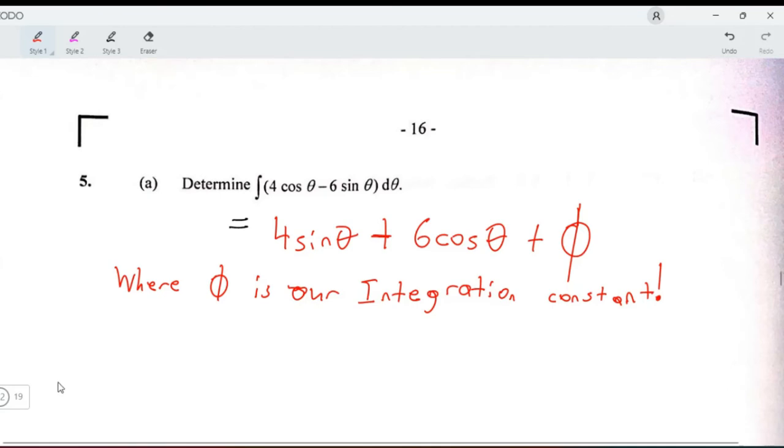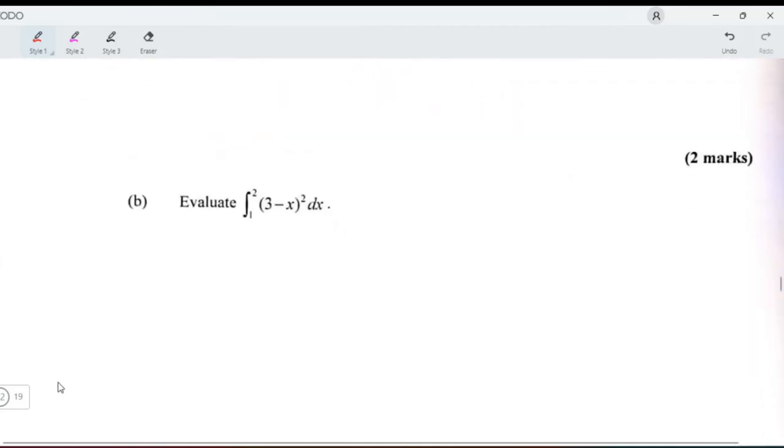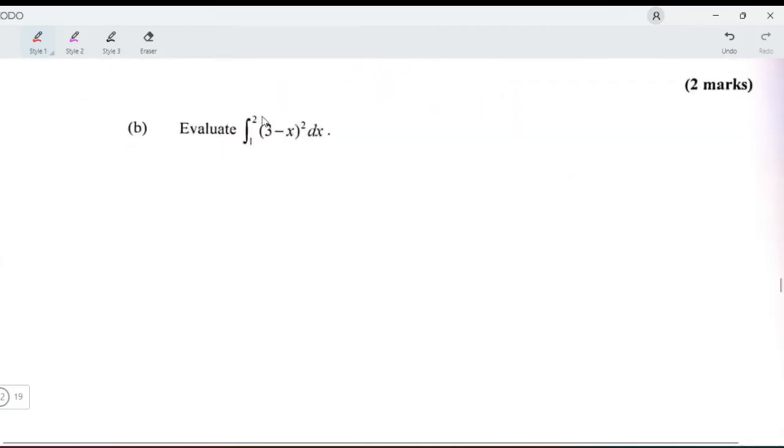All right, so in that case, now we need to evaluate this. Let's go ahead and do that. So to evaluate this now, first thing we need to do is integrate, add 1 to the power, divide by the power, and multiply by the derivative in the bracket. We're going from 1 to 2. So now we input the 2 and input the 1.